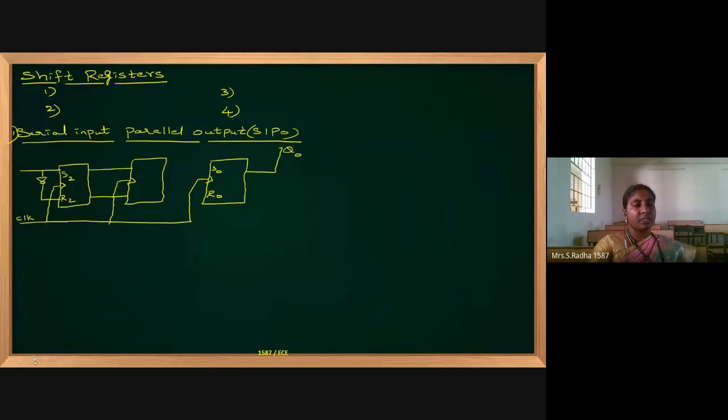Types of shift registers. There are 4 types of shift registers. The first type is serial in, parallel out shift register. Second one, serial in, serial out. Third one, parallel in, parallel out. Fourth one is parallel in, serial out shift register.